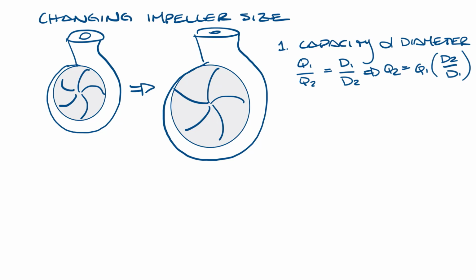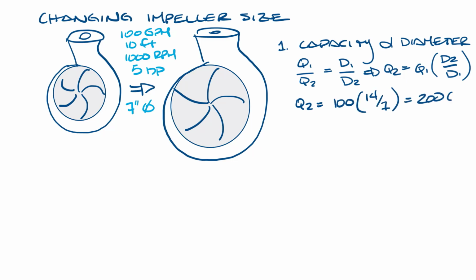And now again, for easy math, let's say we have 100 GPM, 10 foot of head, 1,000 RPM, and 5 horsepower. And let's say we have a 7-inch diameter impeller. So let's put those numbers in and double our impeller size. And so we get Q2 equals 100 times 14 divided by 7 equals 200 GPM.